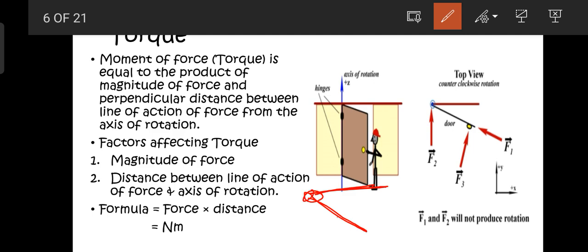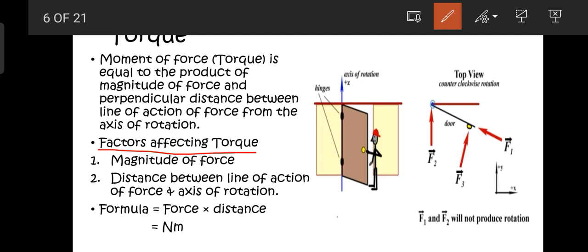Okay, this is axis of rotation, and if you put a force here, okay, so the distance from axis of rotation to the line of action of force. Line of action of force means where we are putting force. Okay, if we are putting force here, so this will be the line of action. If we are putting force here, this will be the line of action. Okay, so distance from pivoted point to the line of action into magnitude of force, means how much force we are putting.